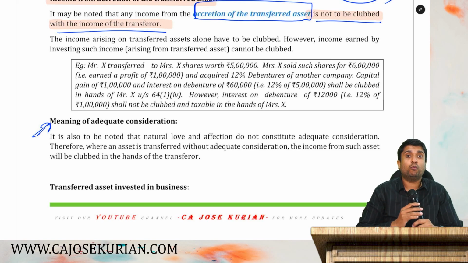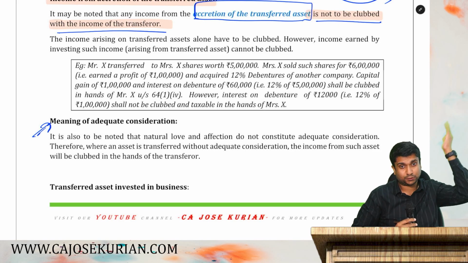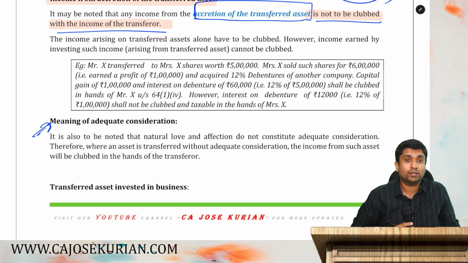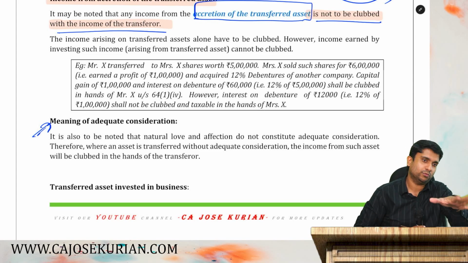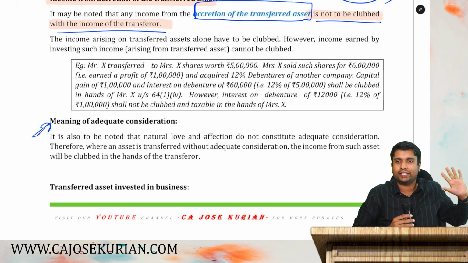Can you call love and affection adequate consideration? My wife says, I'm loving her like anything, that's why she transferred her property in my name. Can you call that love and affection a consideration? No. Love and affection is not regarded as adequate consideration. Consideration means it should be in some monetary terms.